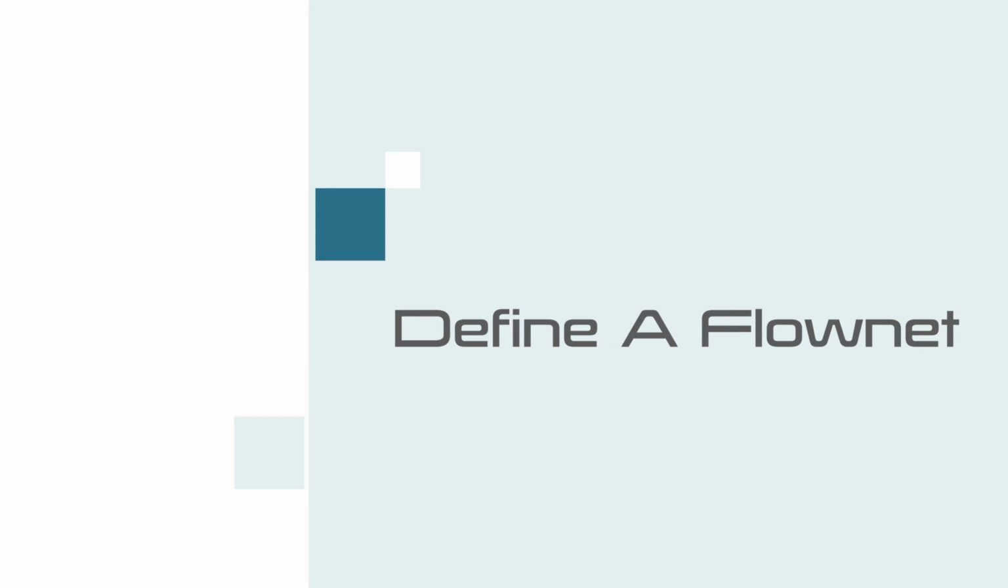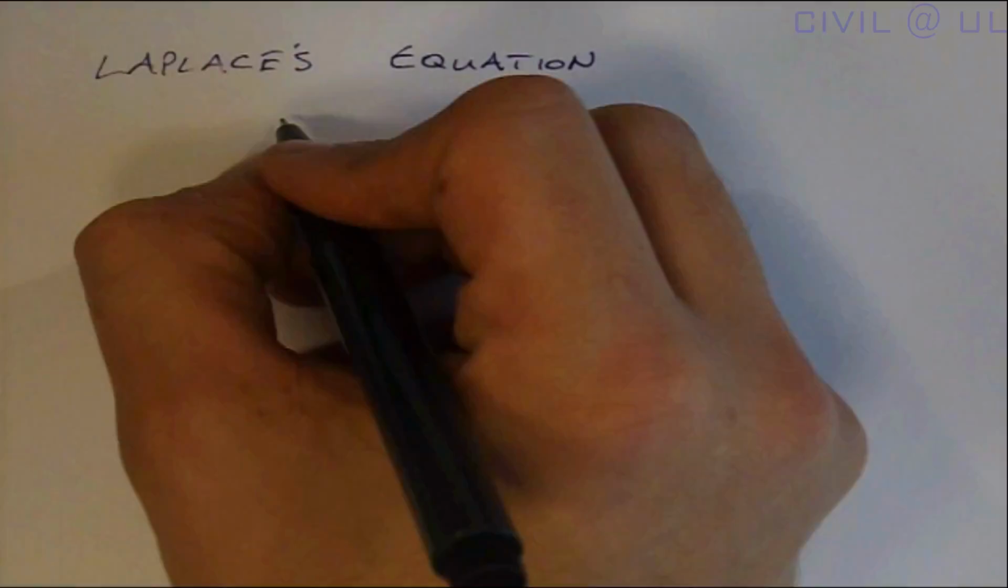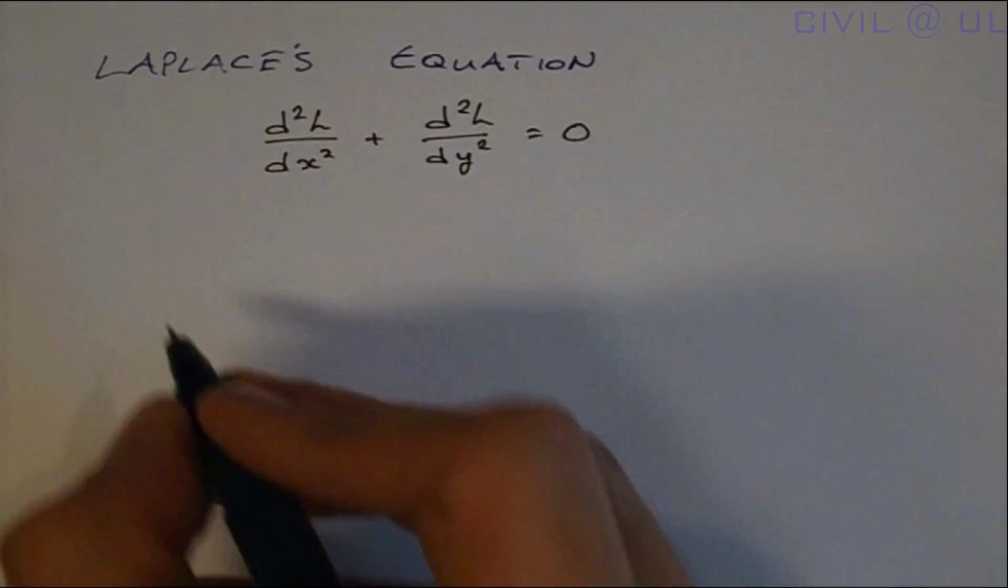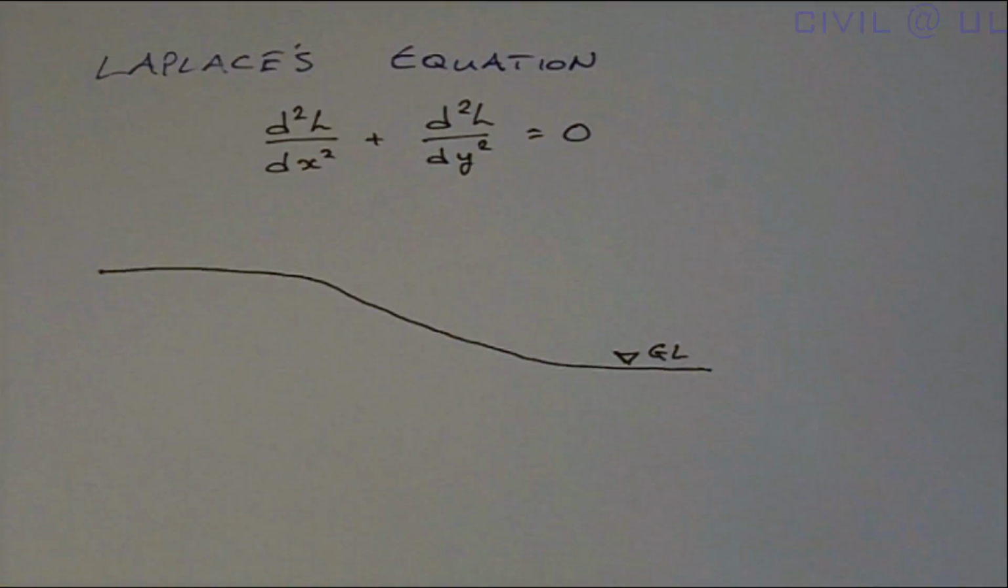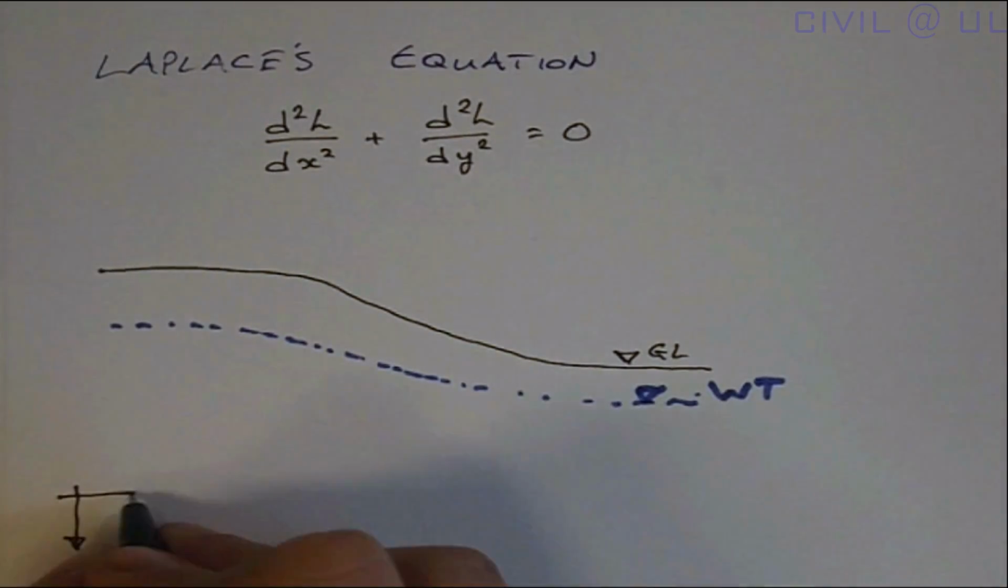Let's define a flownet. A flownet is a graphical solution of Laplace's equation in 2 dimensions. The derivation of Laplace's equation for 2-dimensional flow is covered in most soil mechanics textbooks. The results have a number of important implications for how we actually draw a flownet.